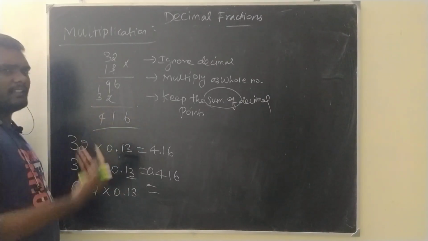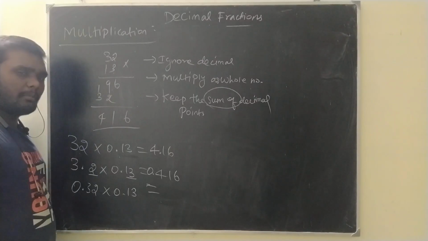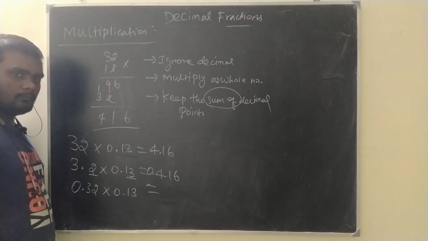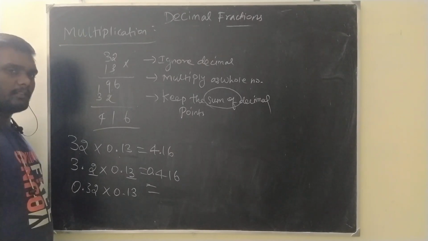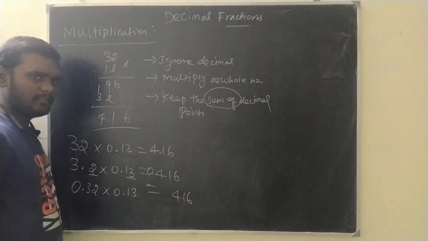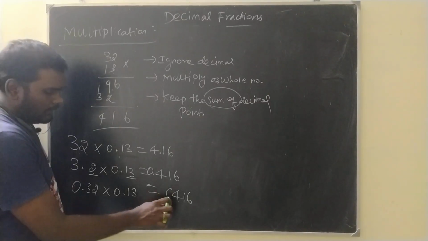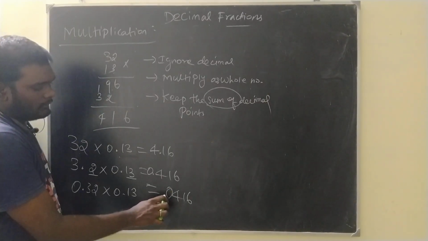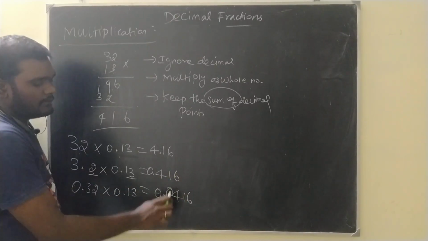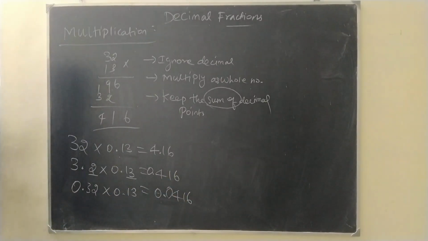What if it is 0.32 into 0.13? Whole number 416 is the answer. Yes. Then decimal points, how many we have to keep? 4 decimal places. But there are only 3 numbers. How can we keep 4 decimal places? We have to include a 0 in front. So 0.0416. Okay.